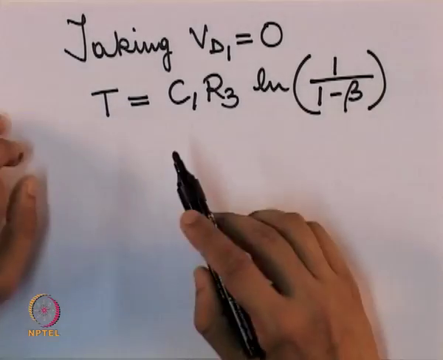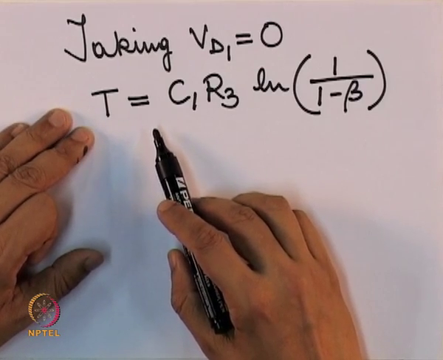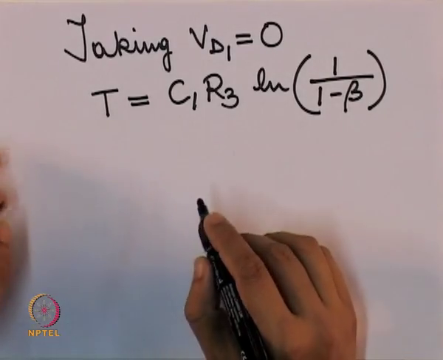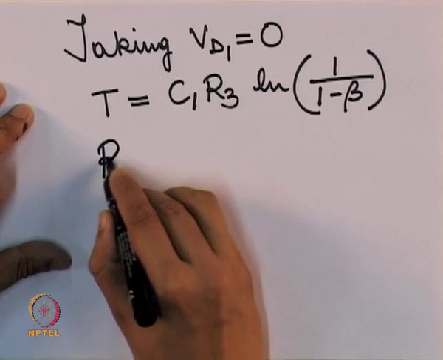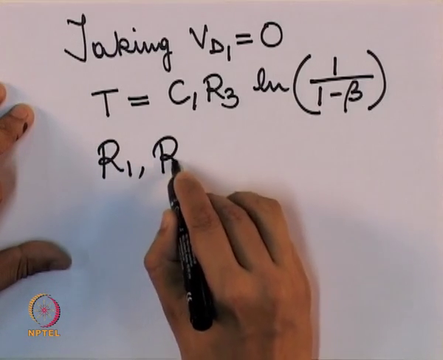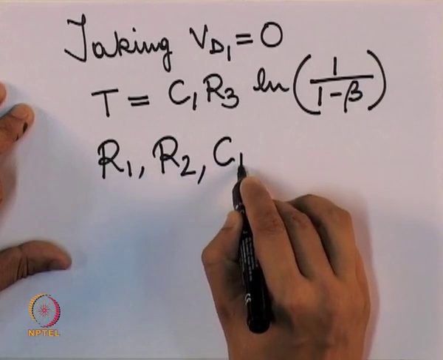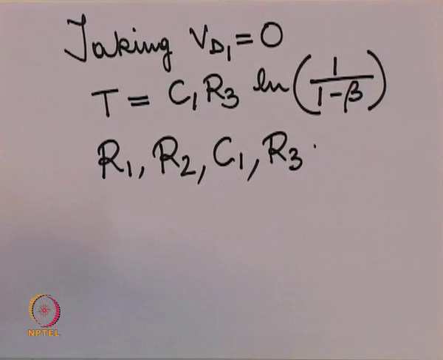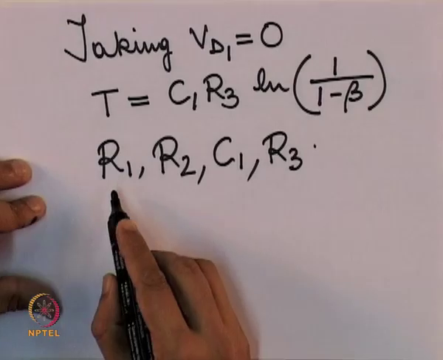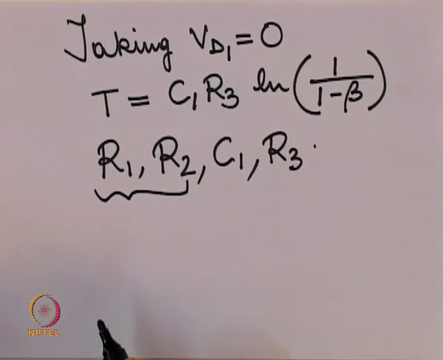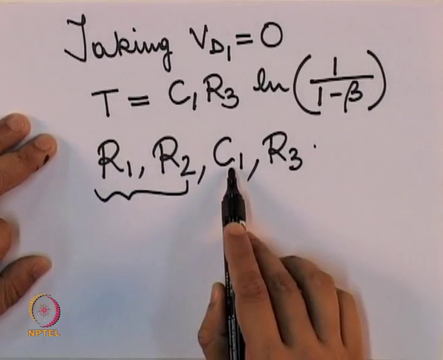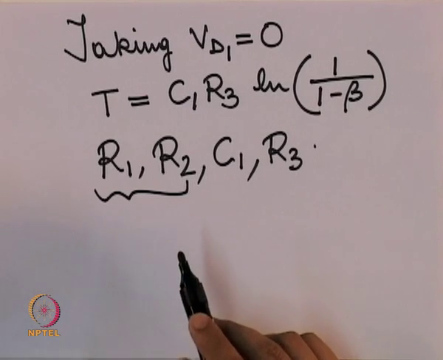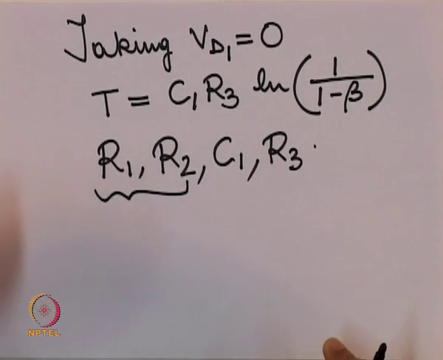So, we see that the time for the pulse depends on 4 quantities: R1, R2, C1 and R3. Usually, if the feedback components R1 and R2 are kept constant, then by modifying C1 and R3, we can obtain a pulse of a desired duration.